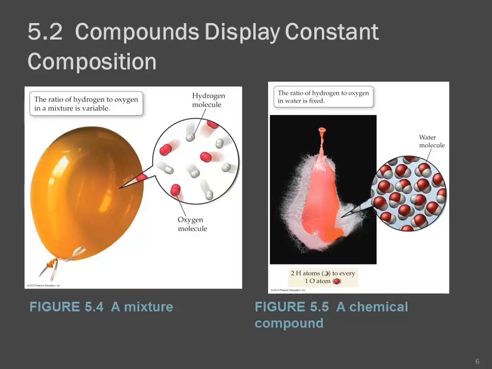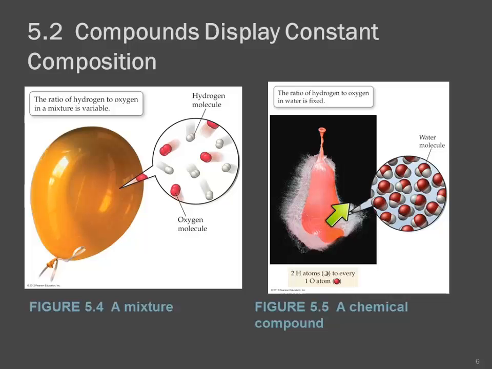So here we have two balloons. They both have hydrogen and oxygen in them. This one, though, has a mixture of hydrogen and oxygen. Hydrogen gas and oxygen gas. There are different particles. You could have more of one and less of the other. You can vary the proportions.